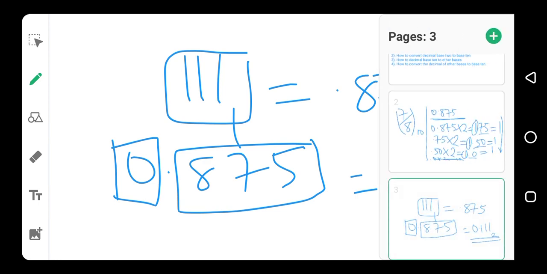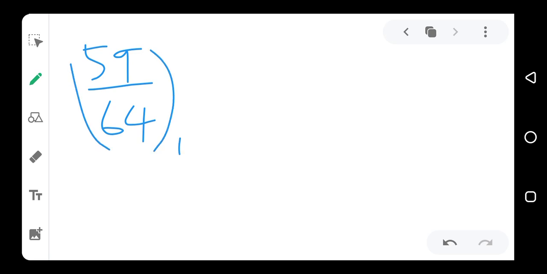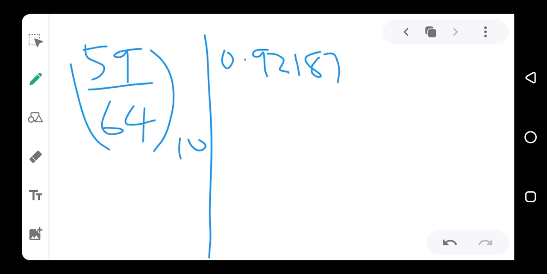Now let's look at another example. If we have 59 over 64 and we want to convert this, assuming that this is in base 10, and we want to convert it to base 2, again, what you have to do is to divide this to get it in decimal points. If we divide it, we are going to get 0.921875.